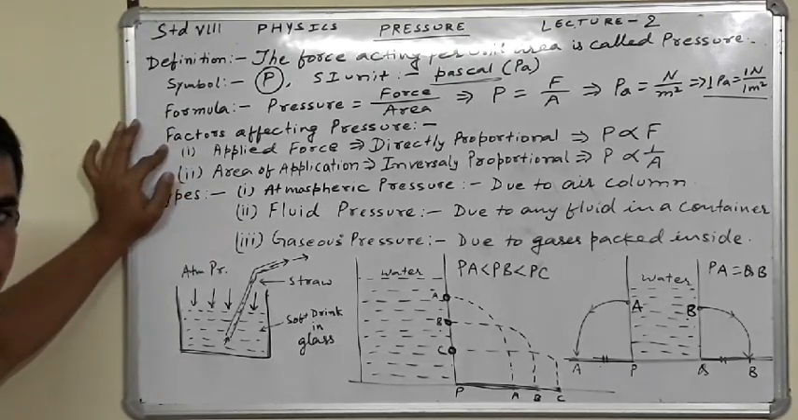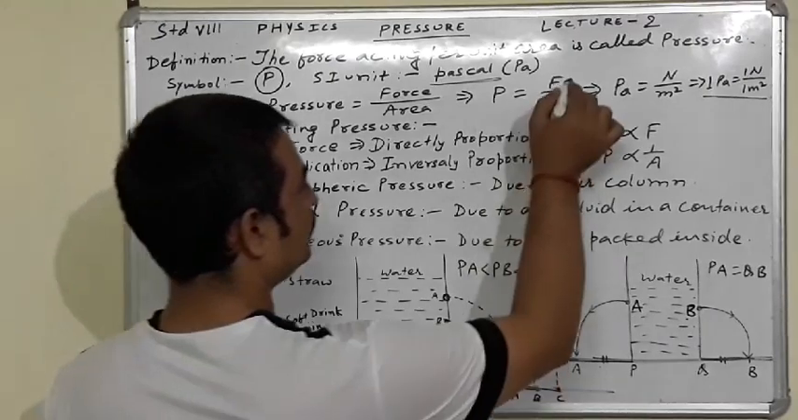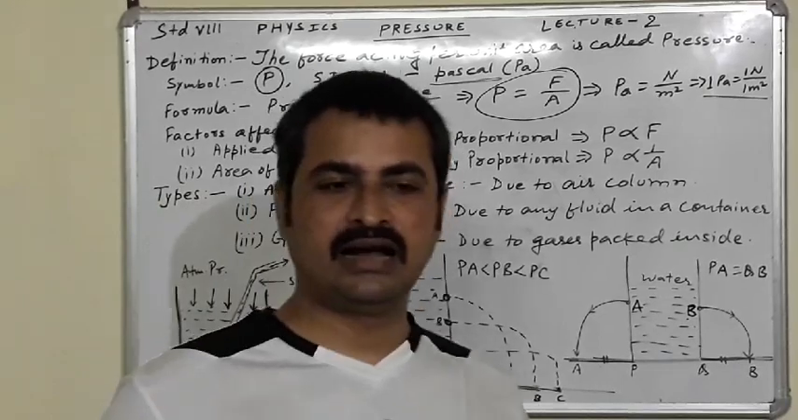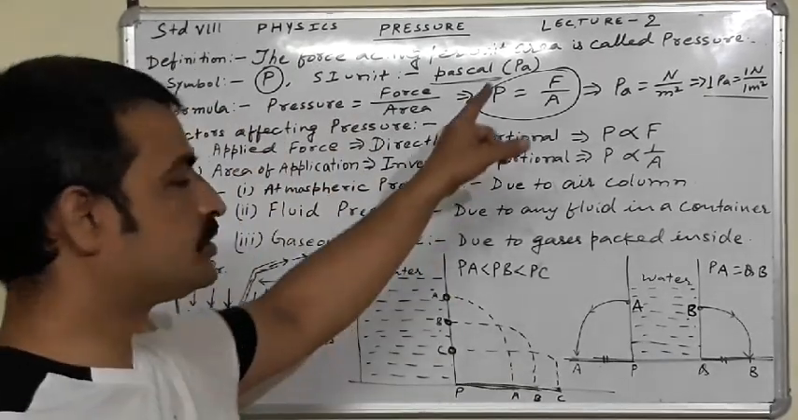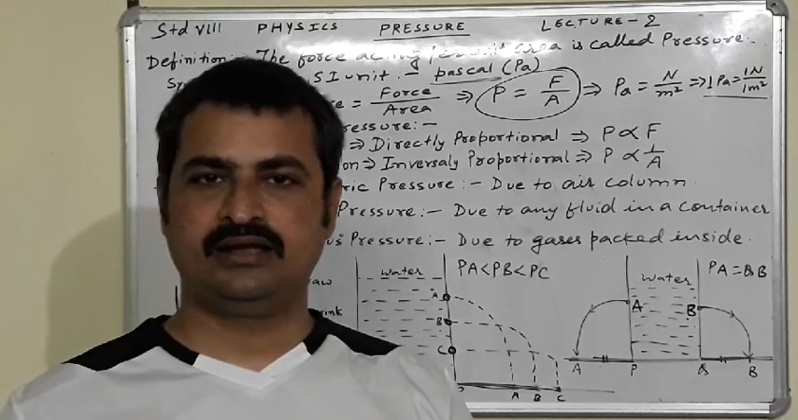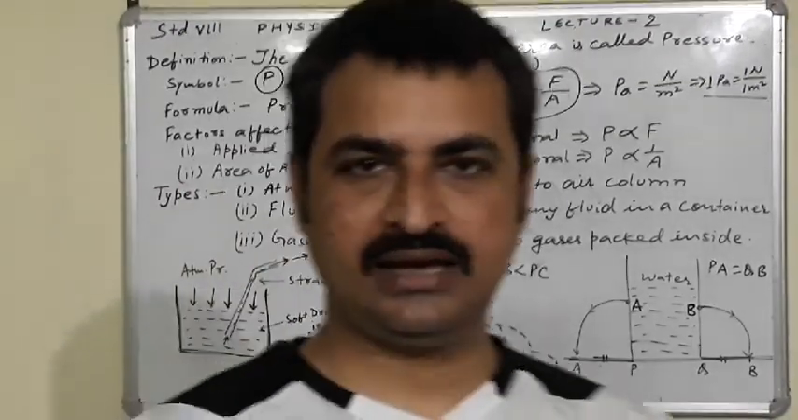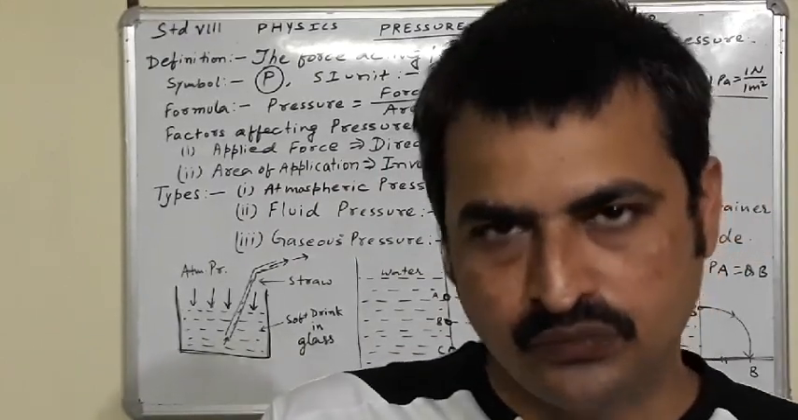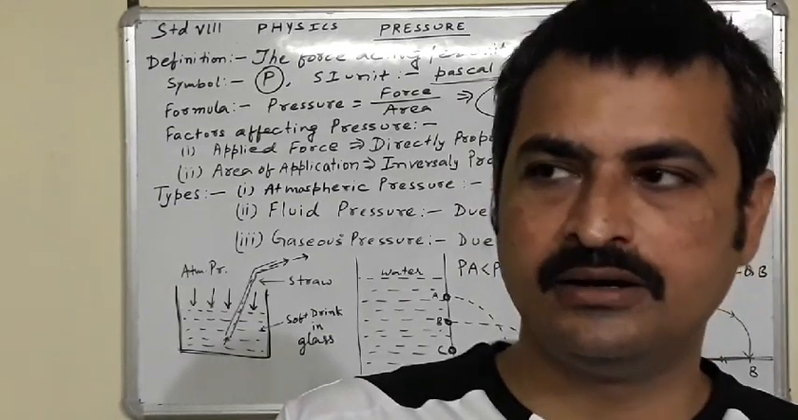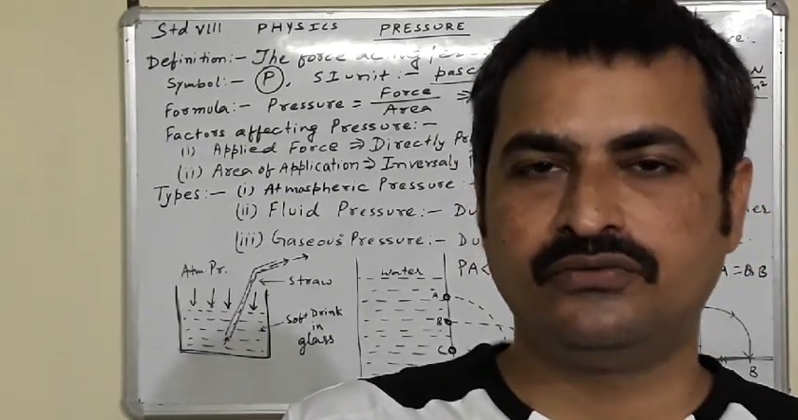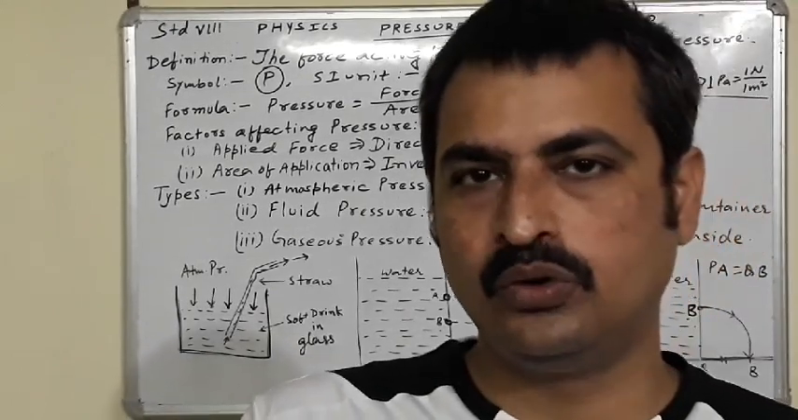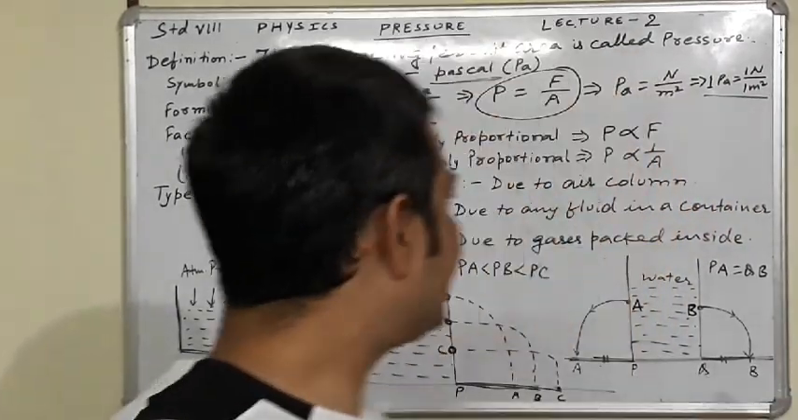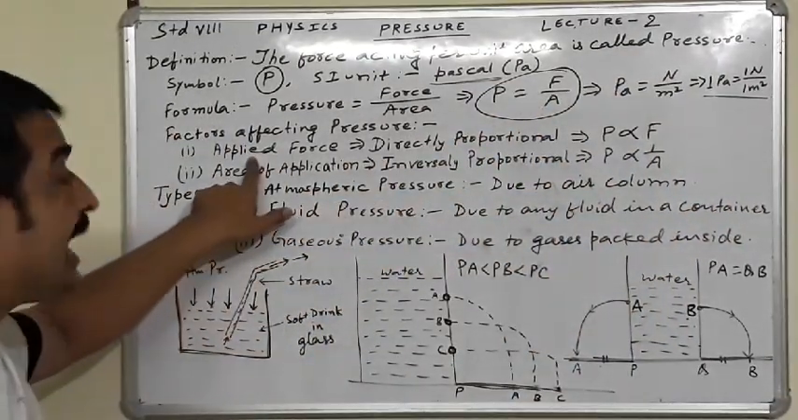Factors affecting pressure. We are having a single formula for pressure, and that is P equal to F by A. P equal to pressure, F equal to force, A equal to area. P equal to force by area. So, we are having only two factors on which pressure is depending. First one is force, applied force.